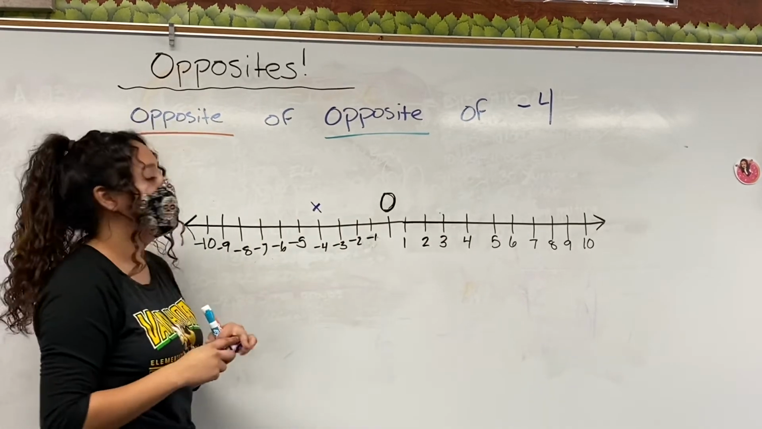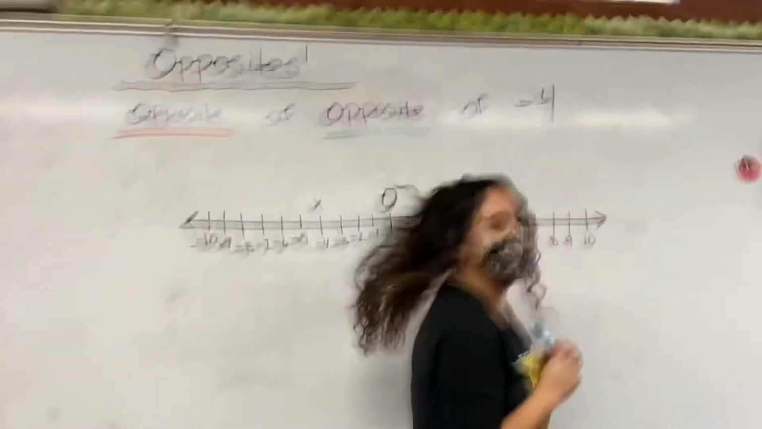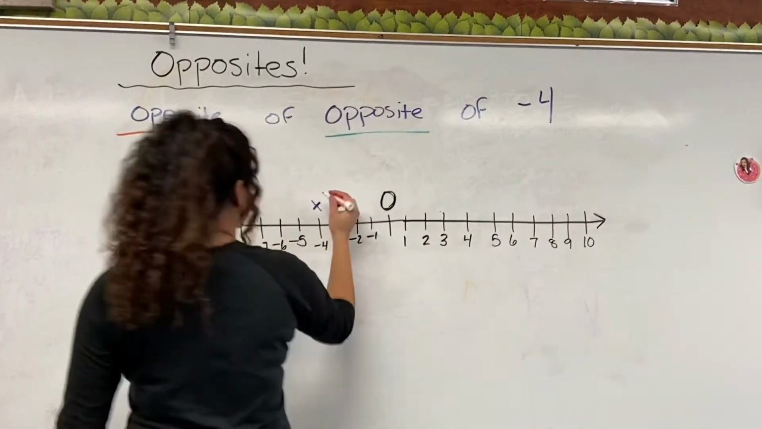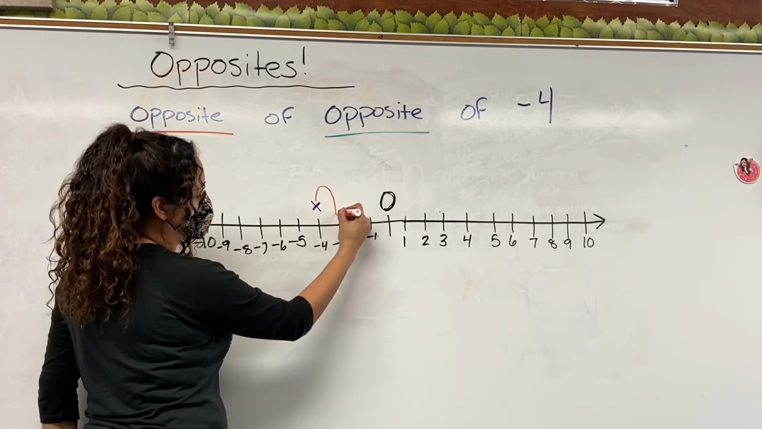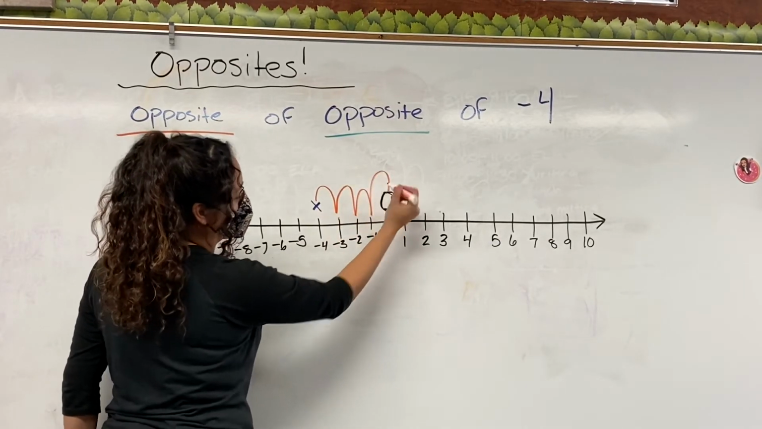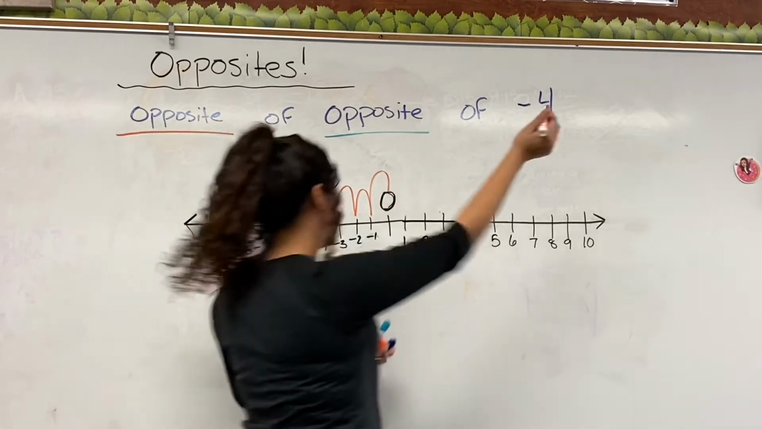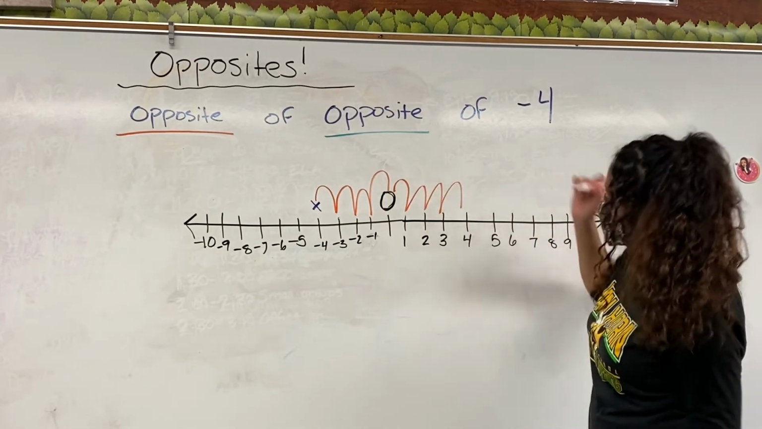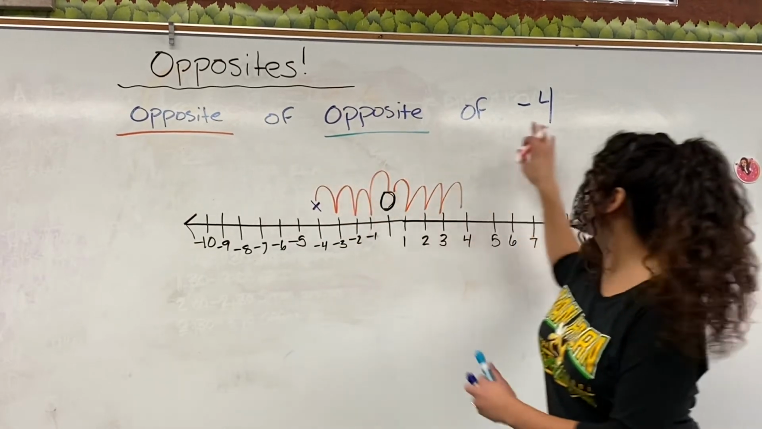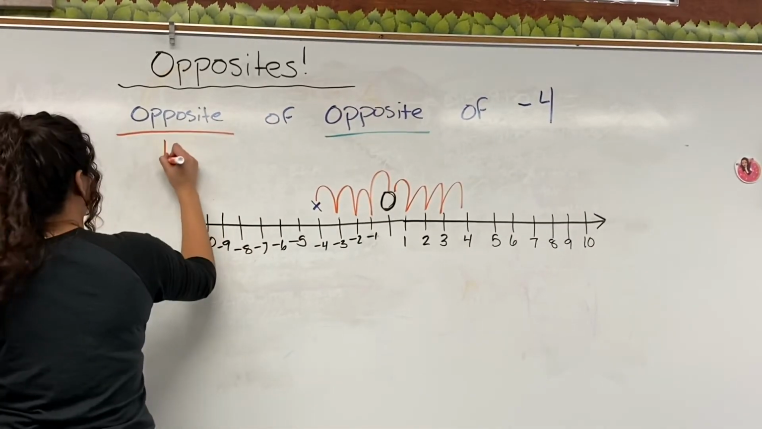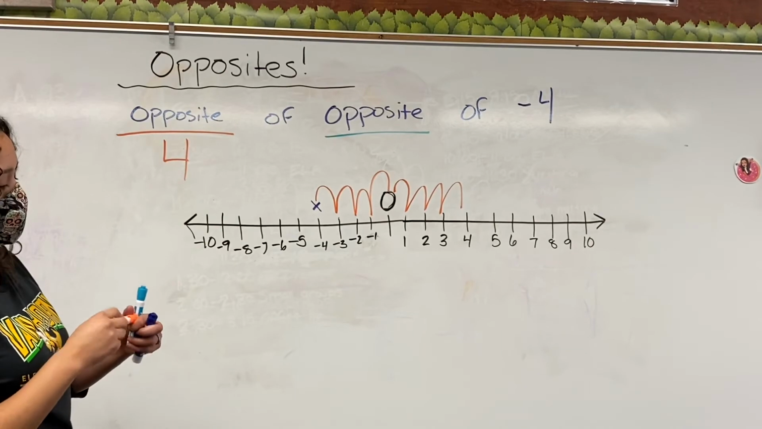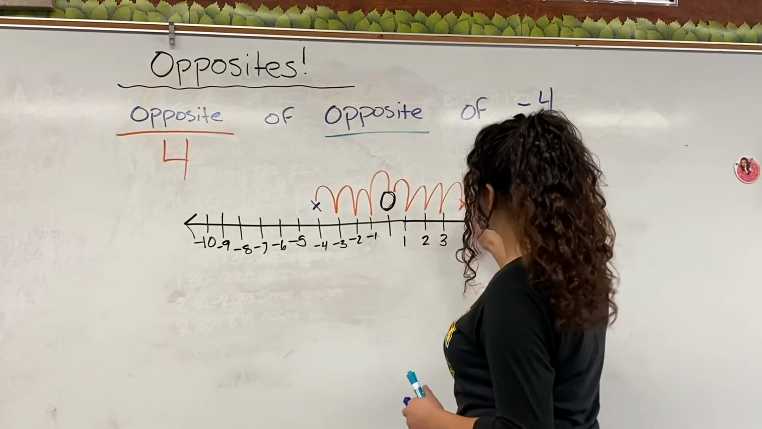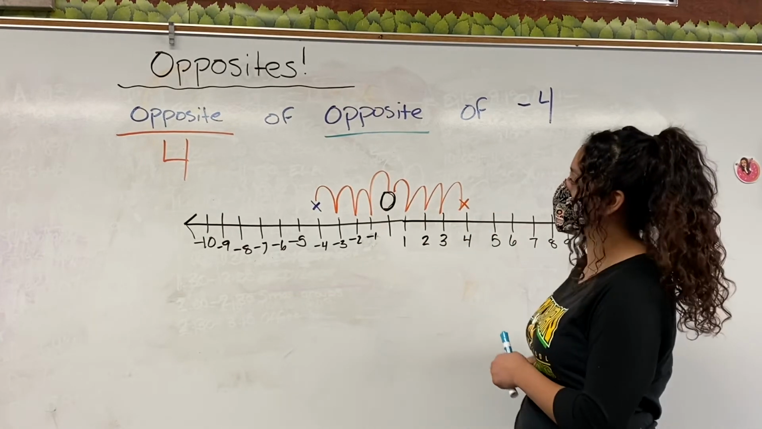Now I need to see how many bounces it takes me to get to 0. So for the first opposite of -4: 1, 2, 3, 4. It took me 4 times to get to 0. Now let's go back in the other direction. 1, 2, 3, 4. So the opposite of -4 is 4. So I'm going to mark that right here. Now, what's the opposite of 4? That's my second opposite I'm looking for.